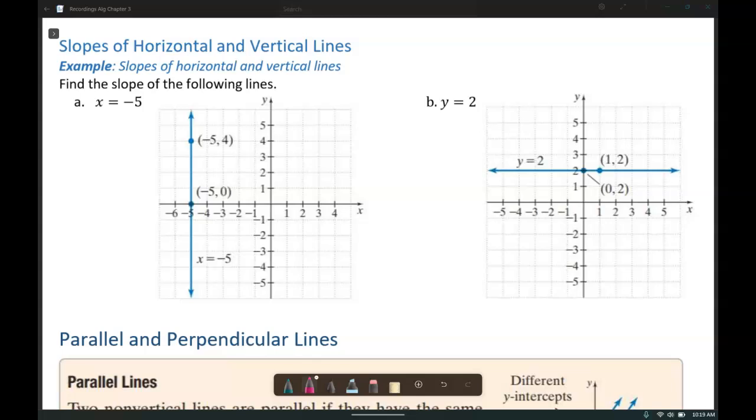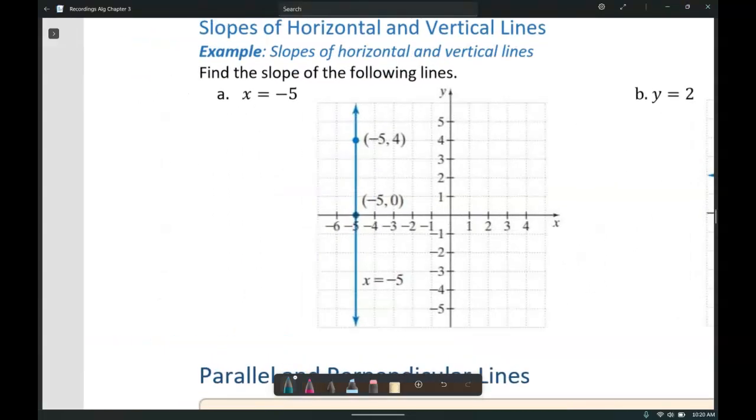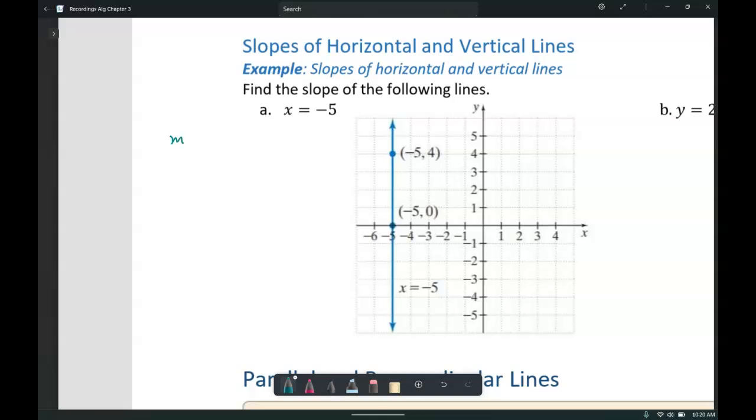Let's take some time now to look at the slopes of horizontal and vertical lines. Now, we won't need to calculate these because they always have very specific slopes, but let's look intuitively at how we could find these slopes. So we'll start with our slope formula. Slope always equals the change in y over the change in x. Change in y over change in x.